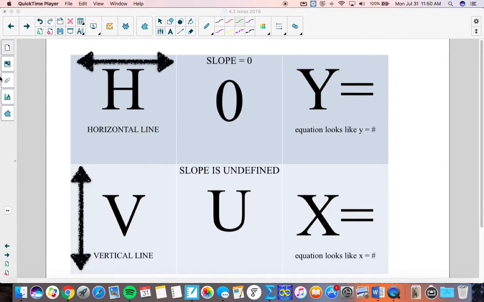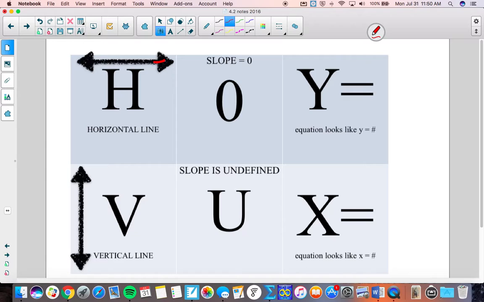Here we're going to talk about horizontal and vertical lines and their equations. First, say you have a horizontal line. That's a horizontal line. The slope of that line is 0. And if we were going to connect an equation to it, it would be the equation y equals some number. That's it.